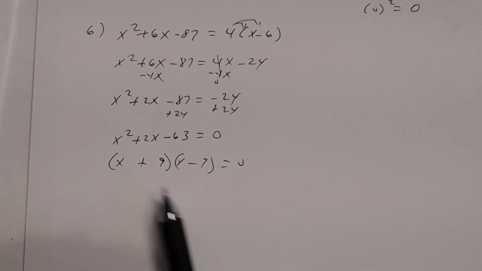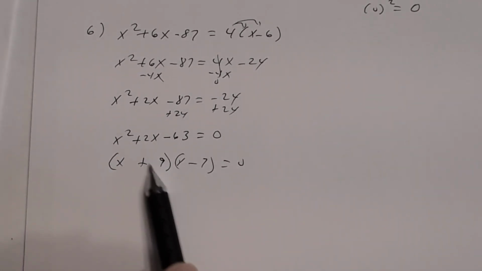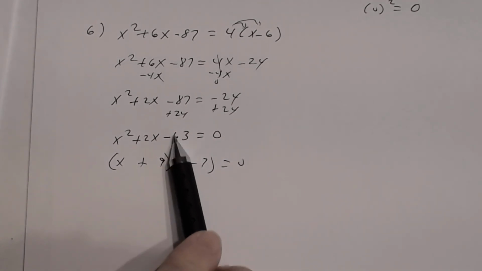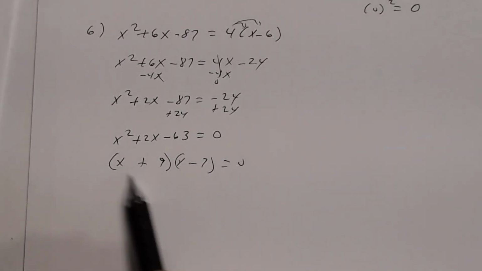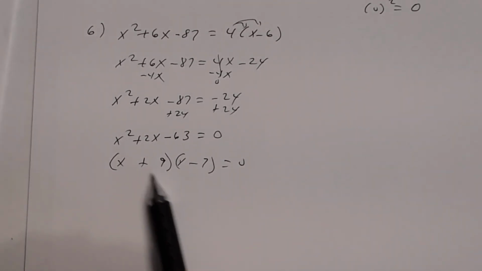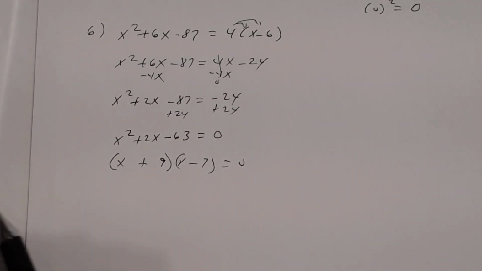And again, before you go any further, always check: x times x is x squared. The last, positive 9 times the negative 7, is a negative 63. The outer is a negative 7x. The inner is a positive 9x. And when I add them up, I do get 2x.